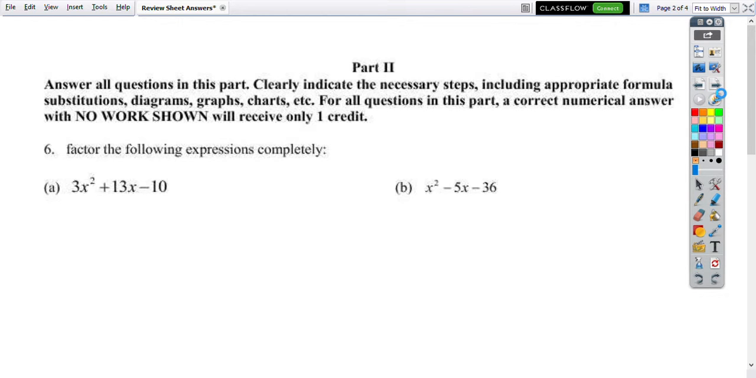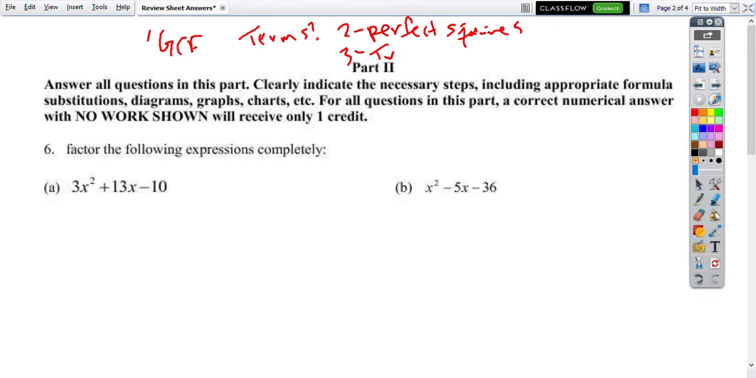Going on to page 2 here, some factoring. We'll get to that graph in a second. So, first thing I'm always looking for, right? Number 1, always looking for a GCF first. Then I'm going to ask myself, how many terms? If there's 2, we're doing perfect squares. And if there's 3, then we're doing our diamond and the trinomial.